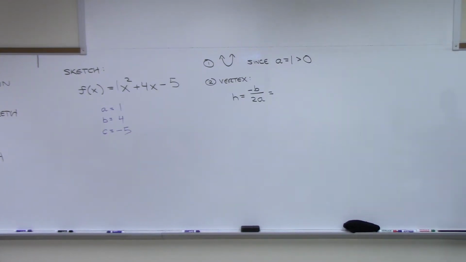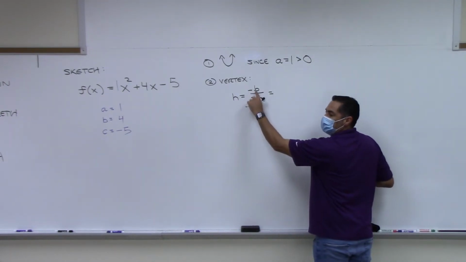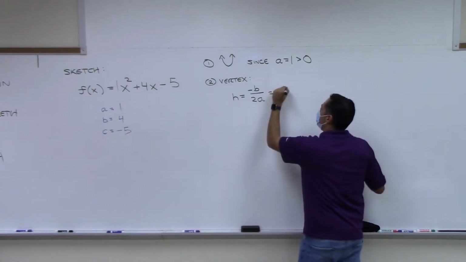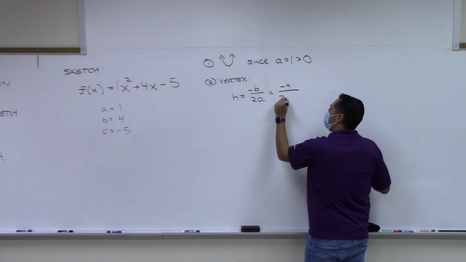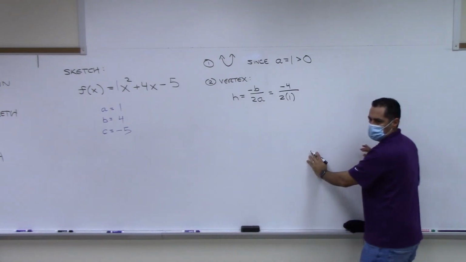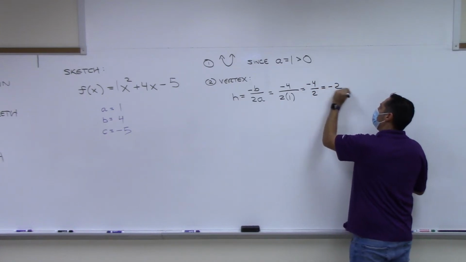Negative 2? What do y'all think? Negative 2? So negative b means the opposite of b, right? So we take this 4, we take the opposite of it, which is negative 4. We divide that by 2 times a, but a was 1. So that's what we're doing. And this is just negative 4 over 2. And that's negative 2.